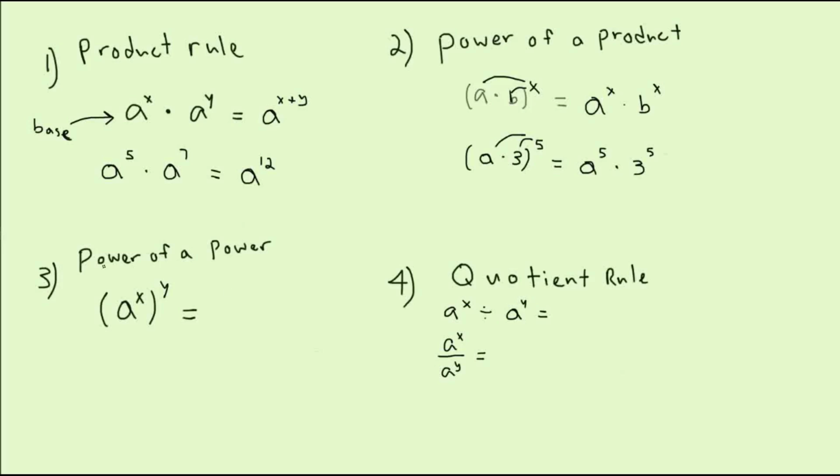Now let's look at power of a power. Now in power of a power, we have our exponent inside the parentheses, and we have another one outside the parentheses also. So in order to find this out, all you have to do is take your base and take the two exponents and multiply them together. So now all we're going to have is a to the x multiplied by y.